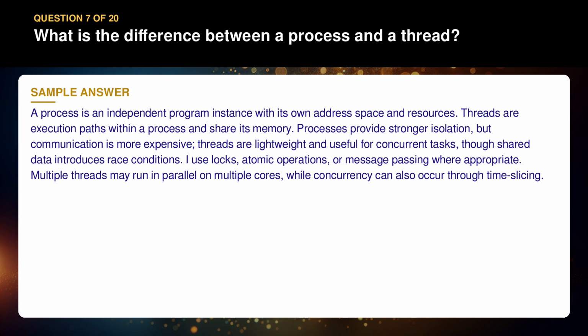Processes provide stronger isolation, but communication is more expensive. Threads are lightweight and useful for concurrent tasks, though shared data introduces race conditions. I use locks, atomic operations, or message passing where appropriate. Multiple threads may run in parallel on multiple cores, while concurrency can also occur through time slicing.